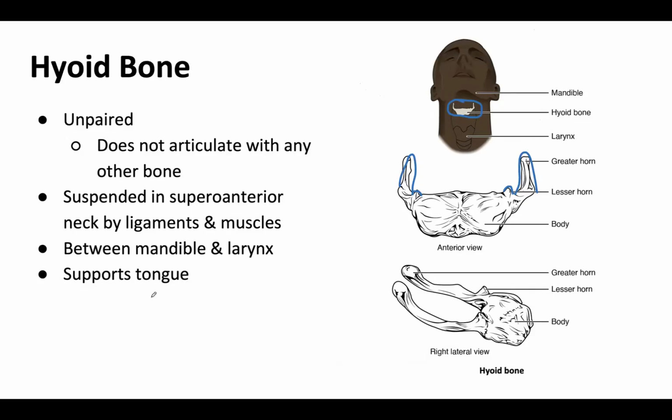But it's not just floating in the neck, rather, it is suspended by tendons of muscles as well as ligaments. So it has attachments to the mandible, it has attachments to the thyroid cartilage, the sternum, and other structures as well. And through these attachments, it supports the tongue and structures of the neck, such as the larynx and the pharynx. The hyoid bone and neighboring cartilages of the larynx may be fractured during a strangulation event based on the placement in the anterior neck.